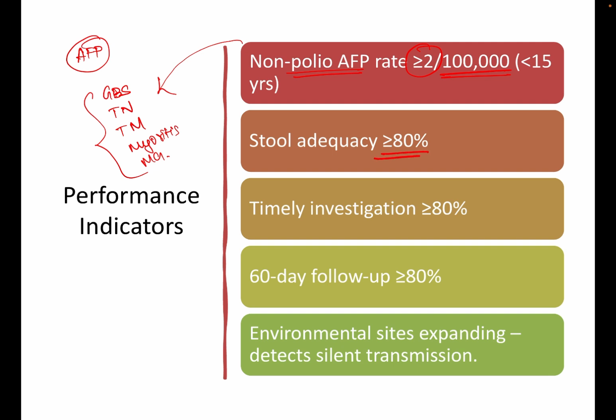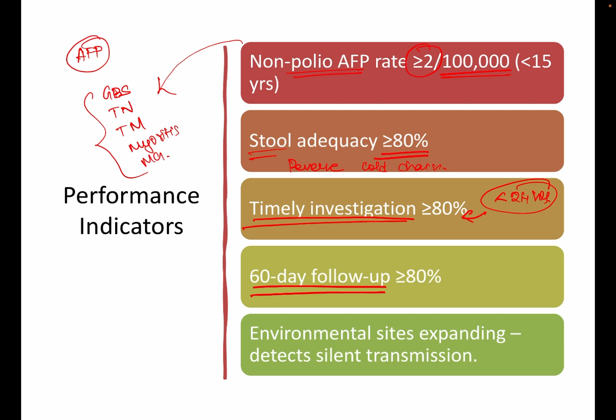Then the stool collected should have greater than 80% adequacy. This is about the reverse cold chain. If the reverse cold chain fails, the stool consistency might be lost. Then timely investigation. How fast are we processing? It has to be processed within 24 hours. At least 80% of the cases should be processed within 24 hours, and greater than 80% of the cases should be followed for a period of 60 days.